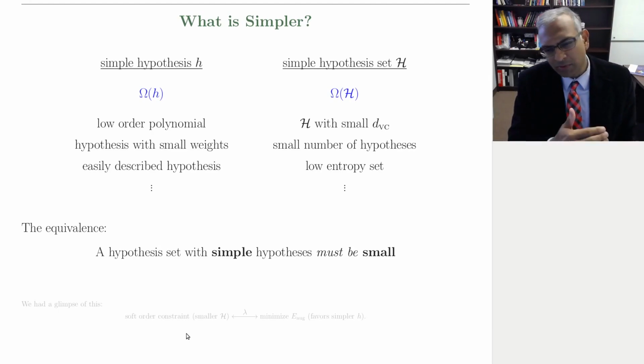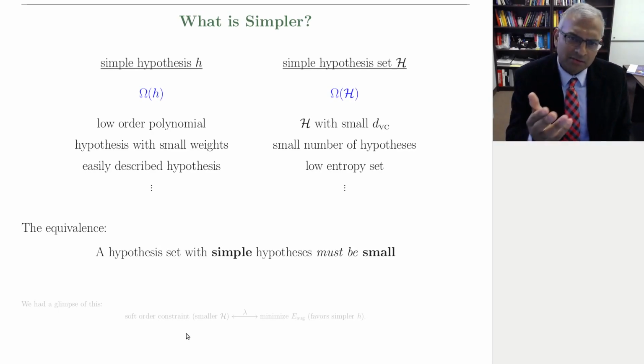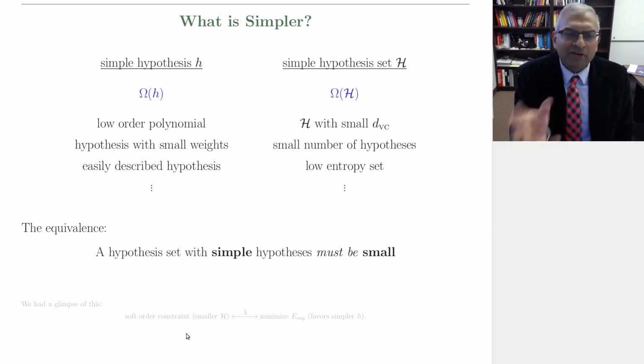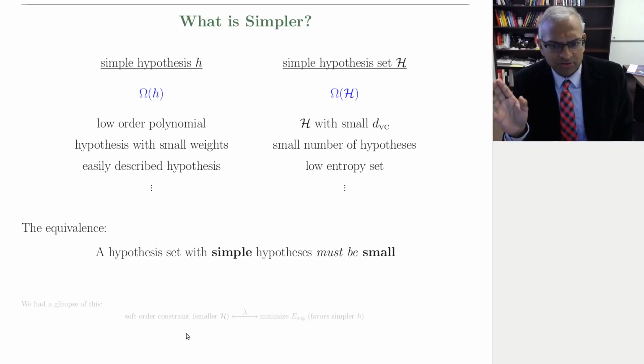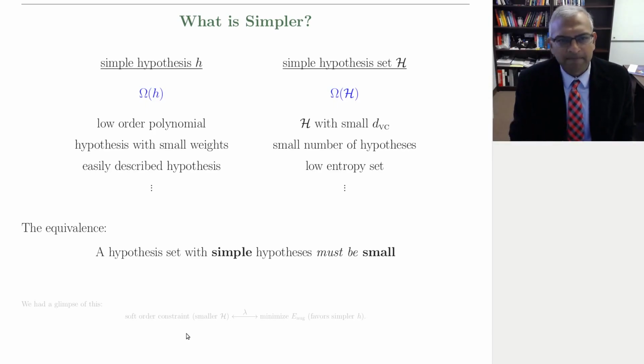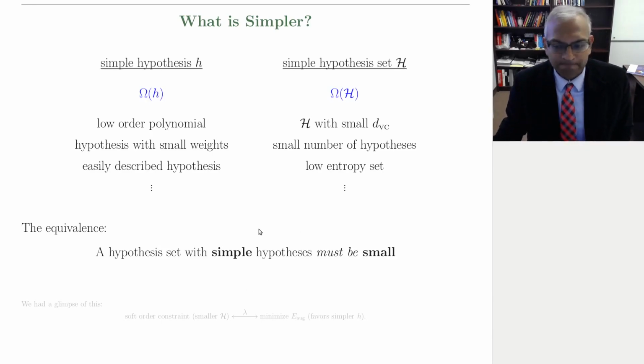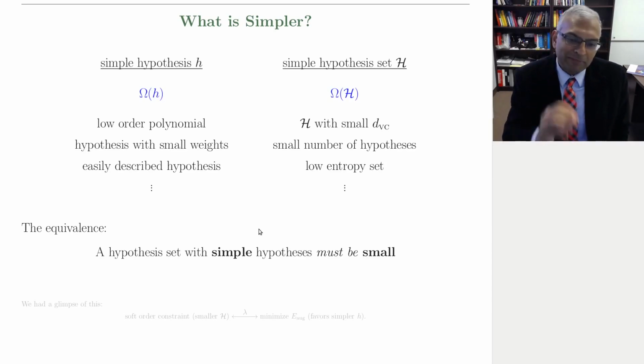So in essence, even though we might think that there are multiple appearances of simplicity in our context, simple hypothesis versus simple hypothesis set, they're essentially the same. And they're quantified by, for example, omega of h or the VC dimension or what have you. So that's what we mean by simpler, and simpler is better. So why is simpler better?